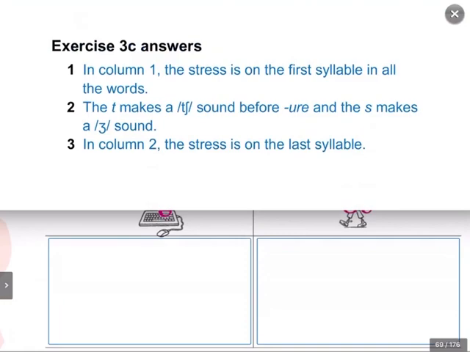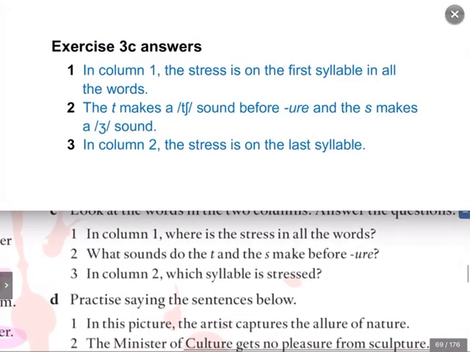Now, this is another interesting issue. What happens to my T and my S before we have the U-R-E? Well, the T makes a ch sound, like your CH, for example, literature, culture, structure. Can you hear? Architecture, ch, like the CH in Spanish. Whereas the S makes a j sound. That's a difficult one. But we have things like pleasure, leisure.